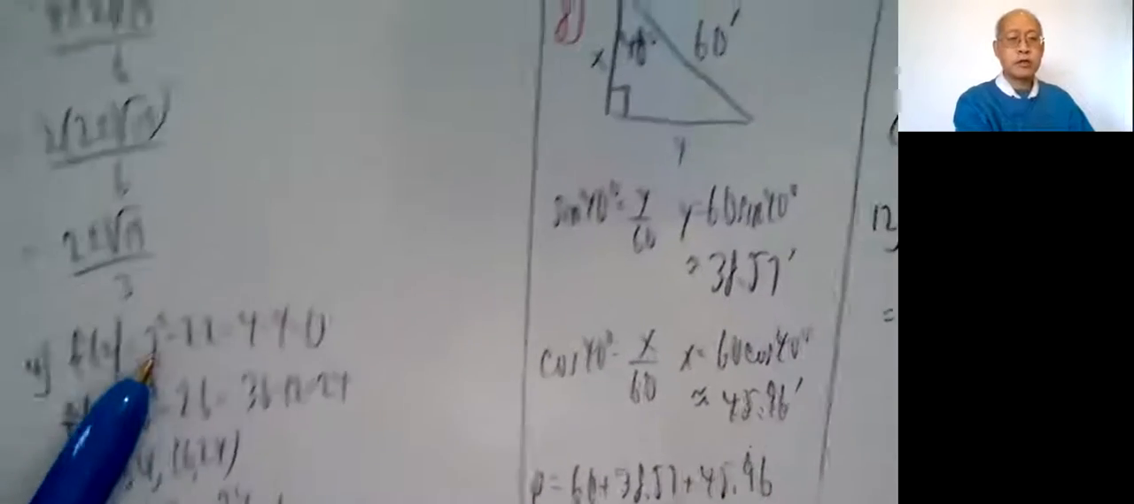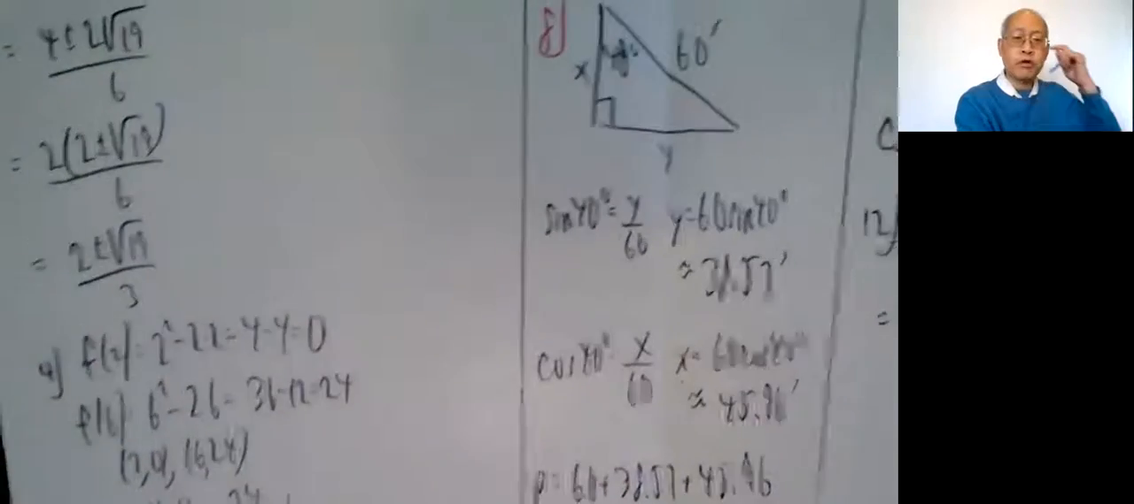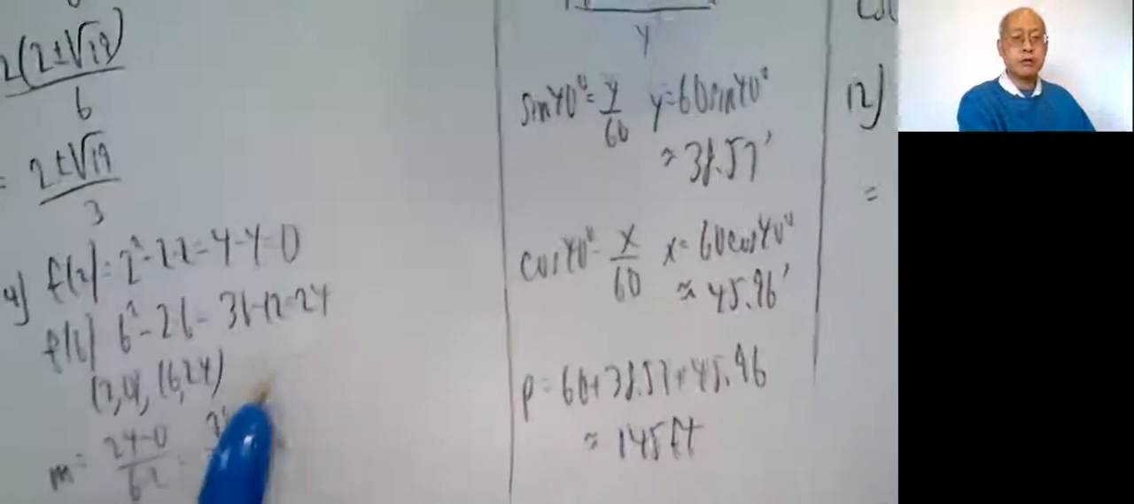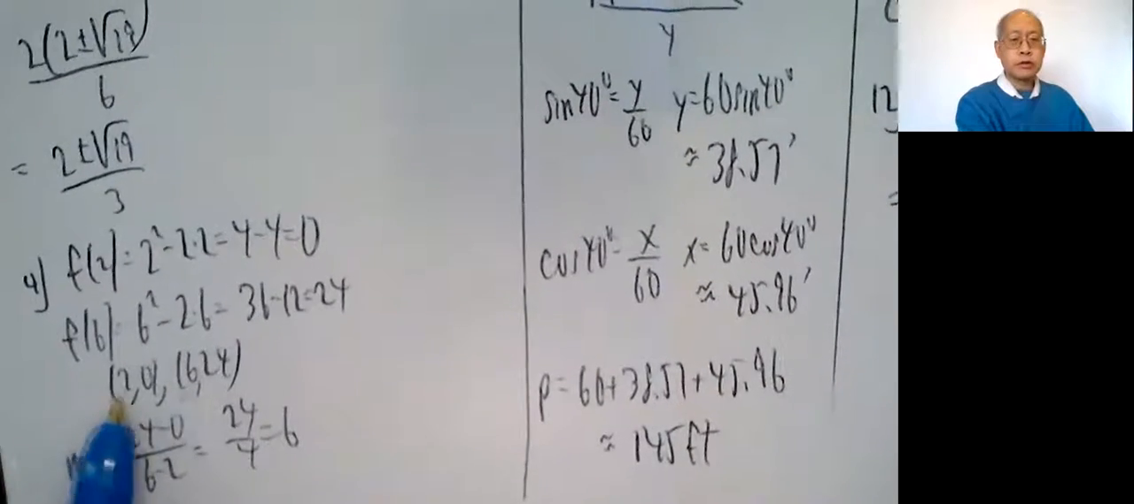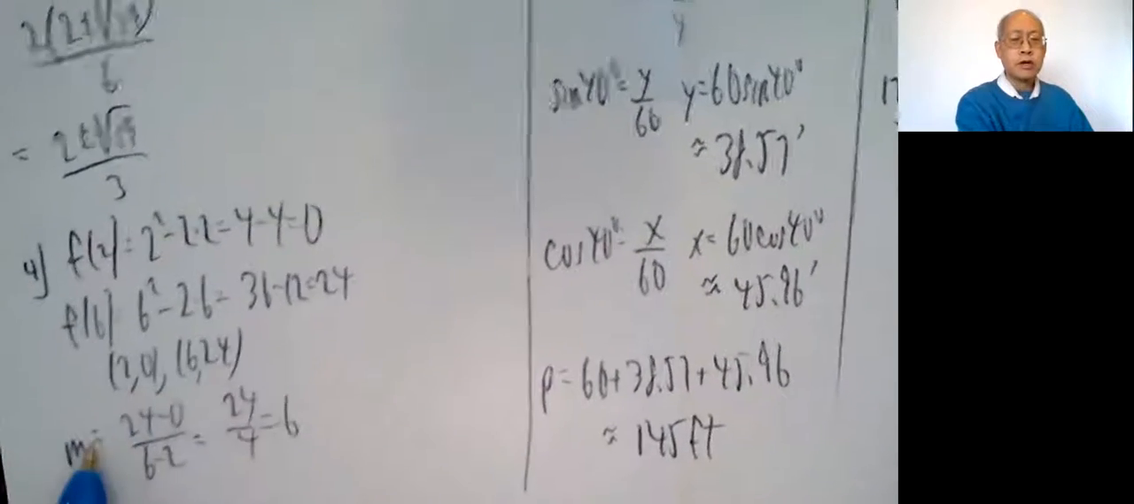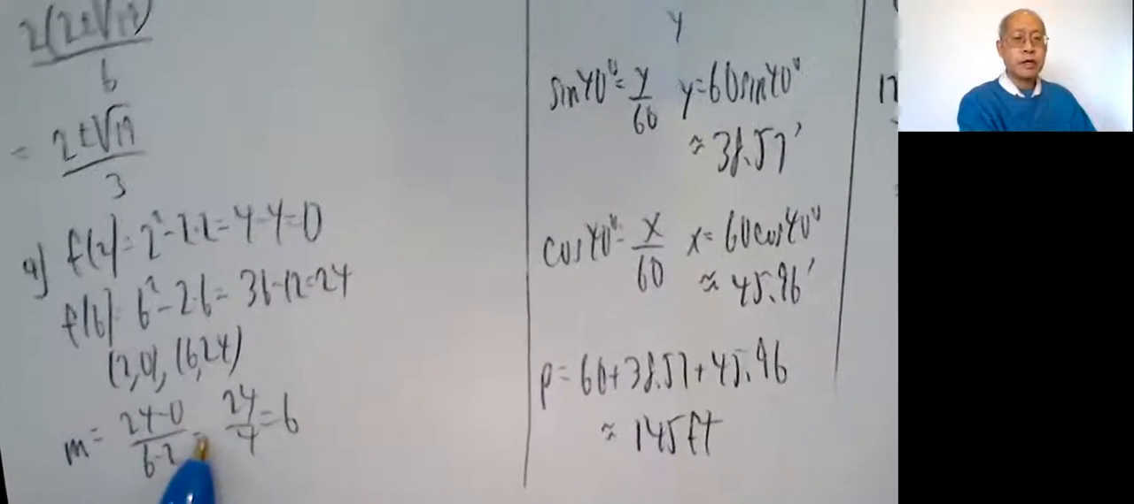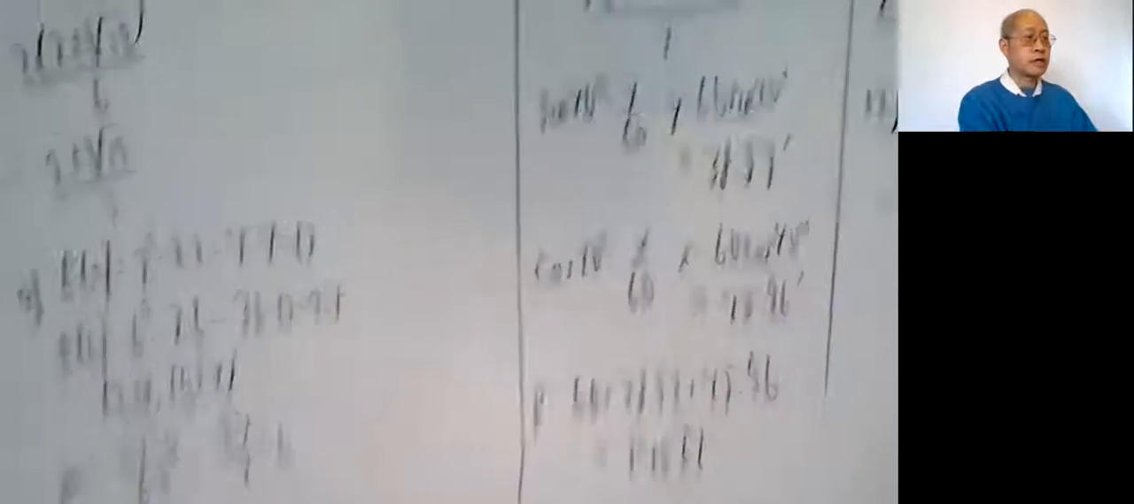Number 4, f of 2 is 2 squared minus 2 times 2. 4 minus 4 is 0. F of 6 is 6 squared minus 2 times 6. 36 minus 12 is 24. So the ordered pairs are 2, 0, and 6, 24. Slope is y2 minus y1 divided by x2 minus x1. 24 over 4, which is 6.